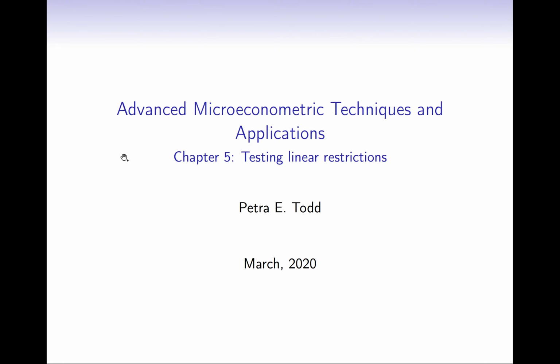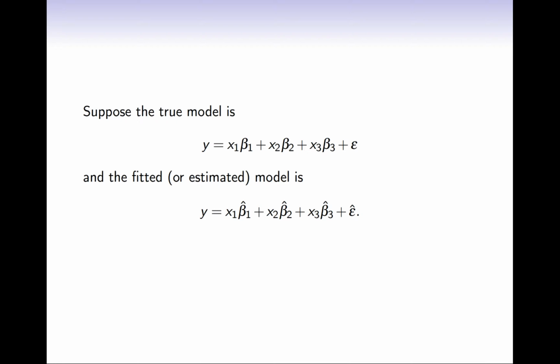In this chapter, we're going to look at testing linear restrictions. This corresponds to chapter 5. Okay, suppose the true model is this one here. So we have 3 beta coefficients, and this equation represents the fitted model. So in the fitted model, you have beta hat. These are the estimates, and then this is the fitted residual.